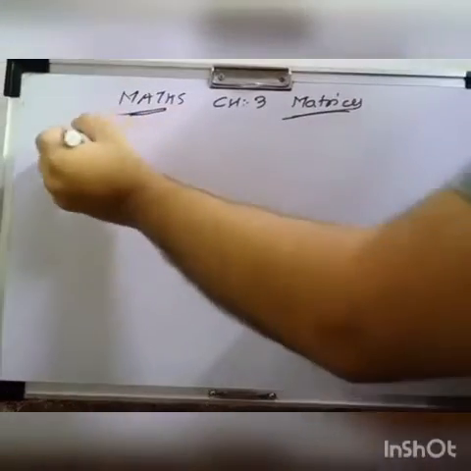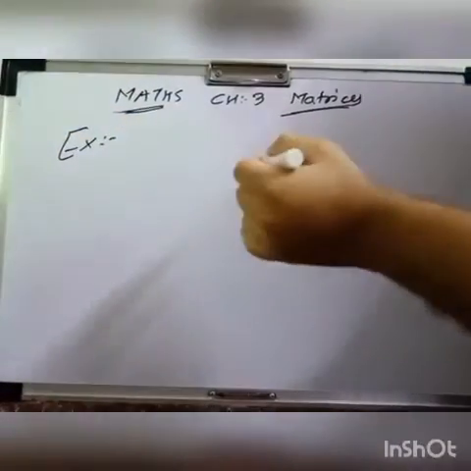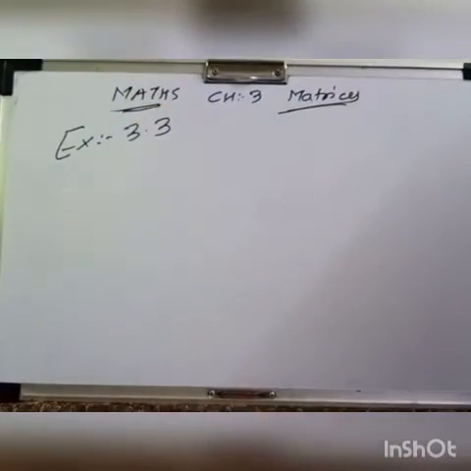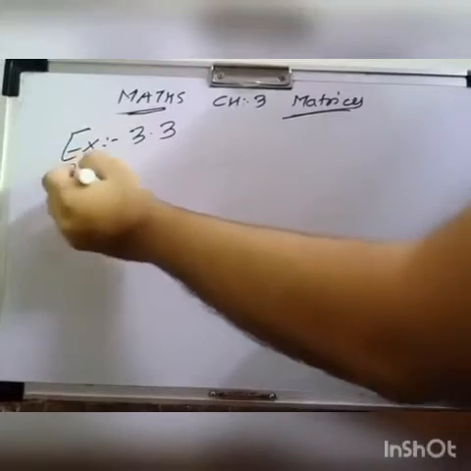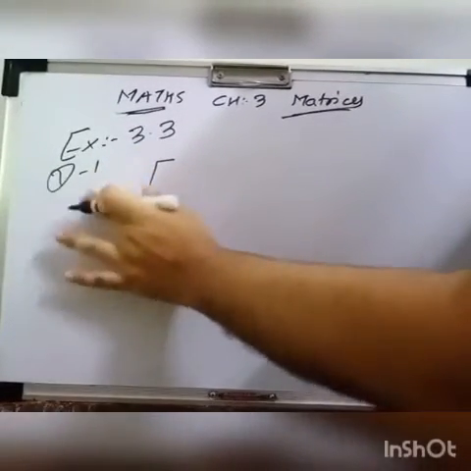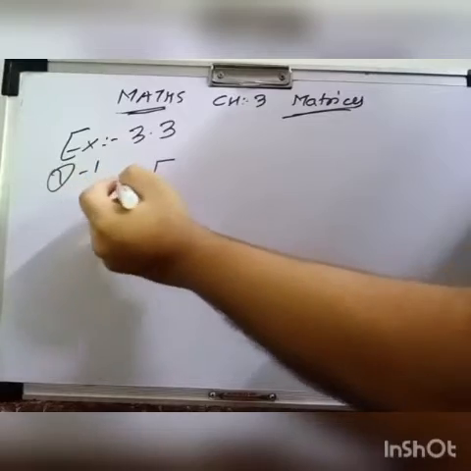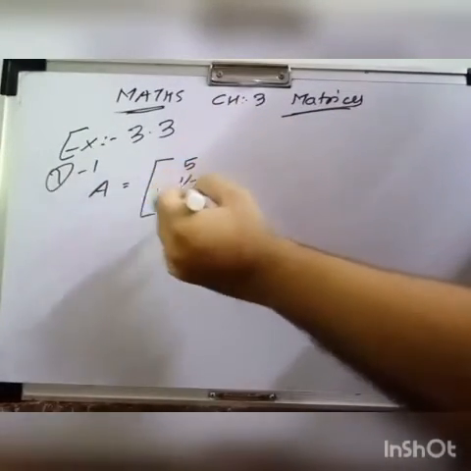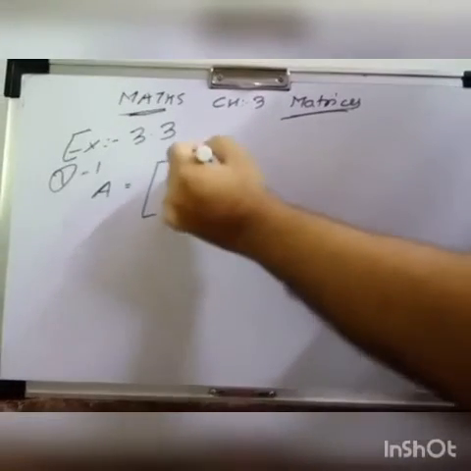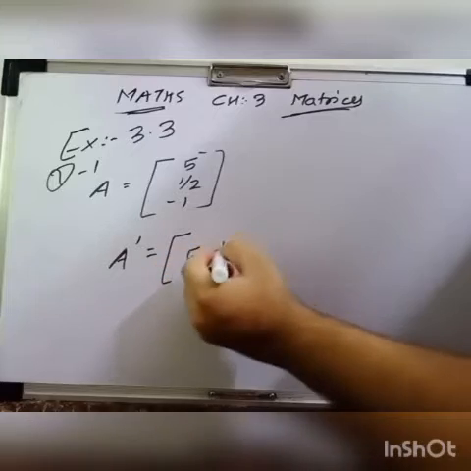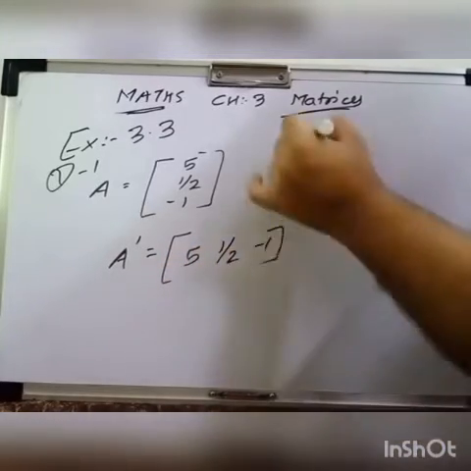Let's try this exercise 3.3 of your textbook. We'll start with the very first question of your exercise. Here we are asked to find the transpose of a matrix. So here the given matrix is 5, 1/2, -1. If I want to take the transpose of it, then it will be 5, 1/2, -1.